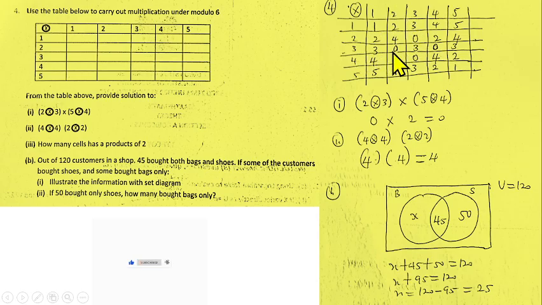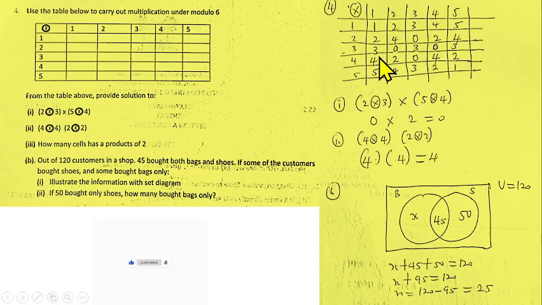3 times 2 is 6. So 6 divided by 6 gives us 1, remainder 0, you write 0 down. 3 times 3 is 9. 6 in 9 is 1, remainder 3, so 3 will be there. 3 times 4 is 12. Then 6 in 12 is 2, remainder 0, so write 0 down here. 3 times 5 is 15. 6 in 15 is 2, remainder 3, so you write 3 down here.